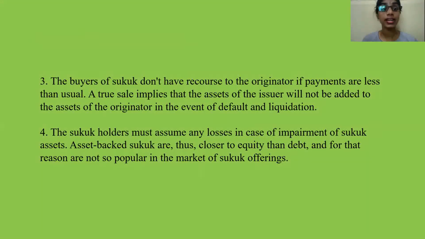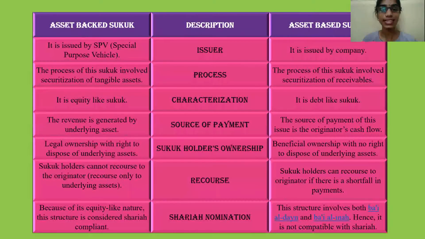The buyer of the sukuk does not have recourse to the originator if payments are less than usual. A true sale implies that the asset of the issuer will not be added to the asset of the originator in the case of default and liquidation. The sukuk holders must assume any loss in the case of impairment of sukuk asset. Asset-backed sukuk are thus closer to equity than debt, and for that reason, it is not so popular in the market of sukuk offerings. This is a summary of the differences between asset-backed sukuk and asset-based sukuk.